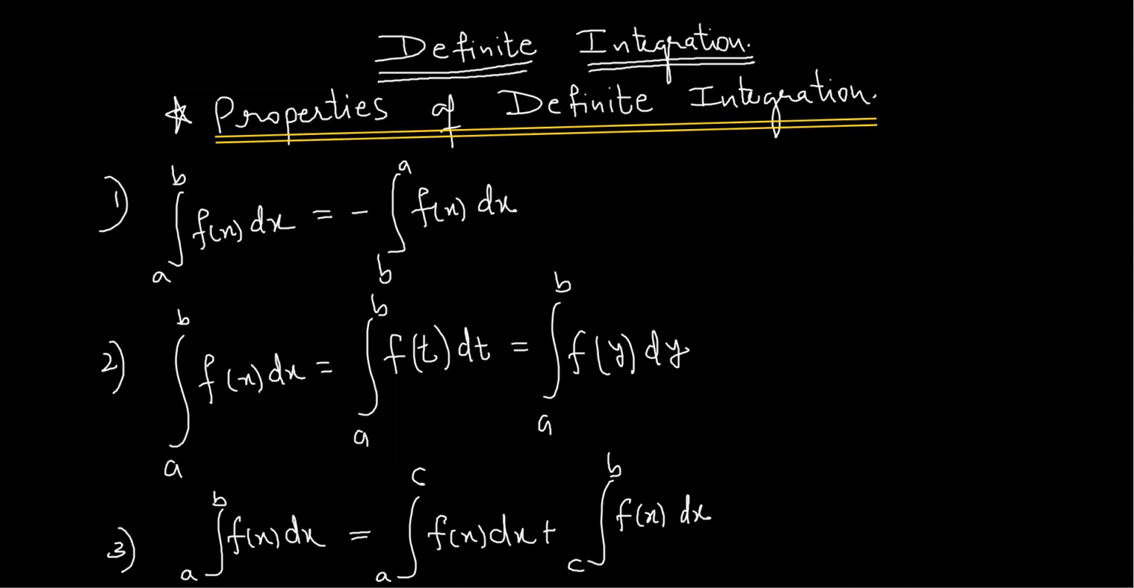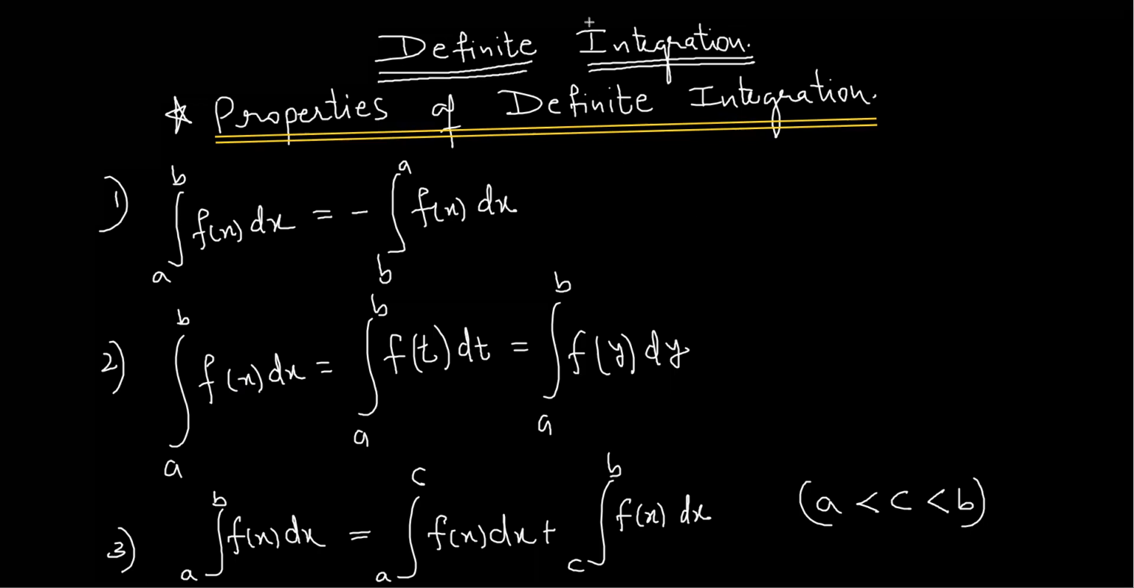You could do this provided you notice that this number c is in between a and b. That is, number c is greater than the lower limit but lesser than the upper limit. So c is greater than a but lesser than b. If you have this, you could write this way. You can use this property. Let me give you an example for this. Which one? The third one.